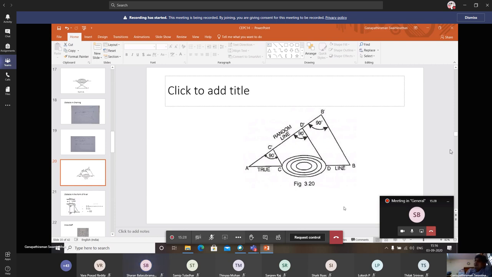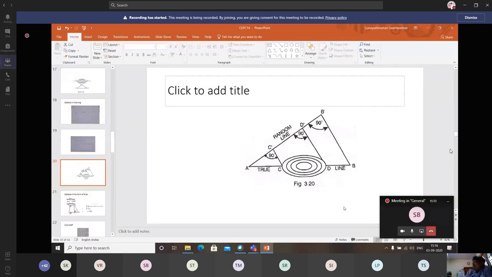Will a contour intersect? No, sir, it should not. It will not intersect. Am I right? Normally, okay, normally contours will not intersect. Okay, see, what is a contour?